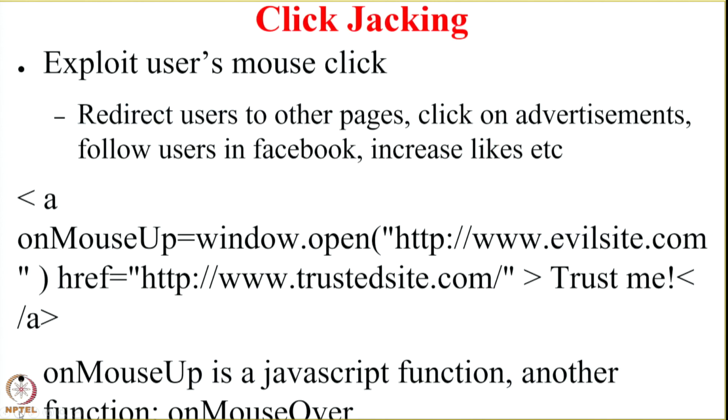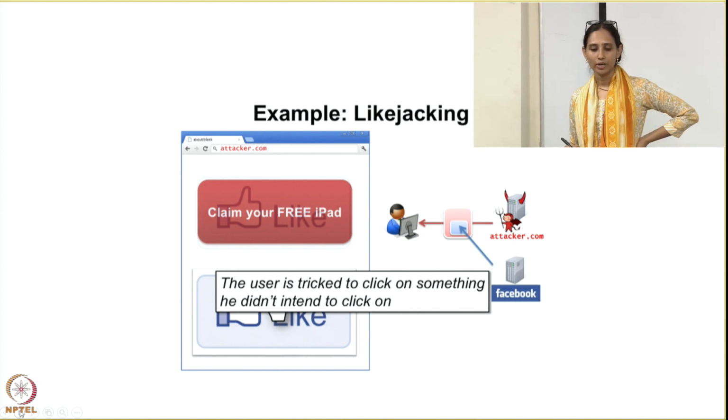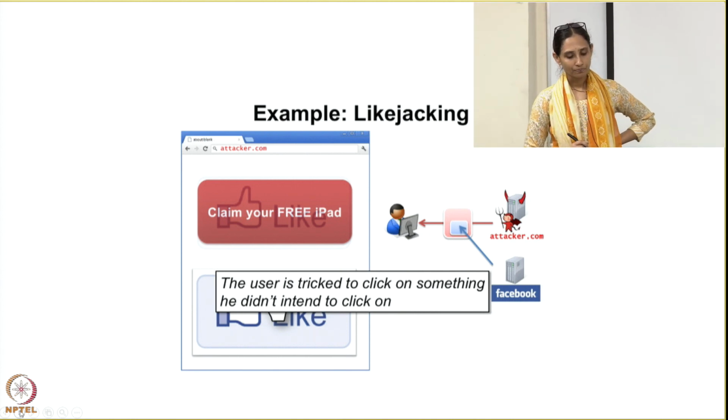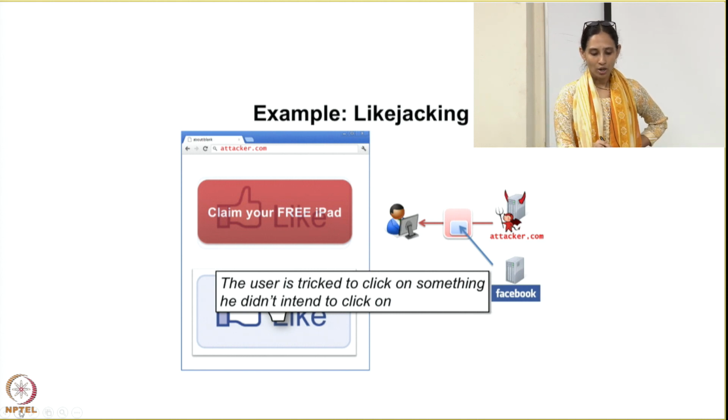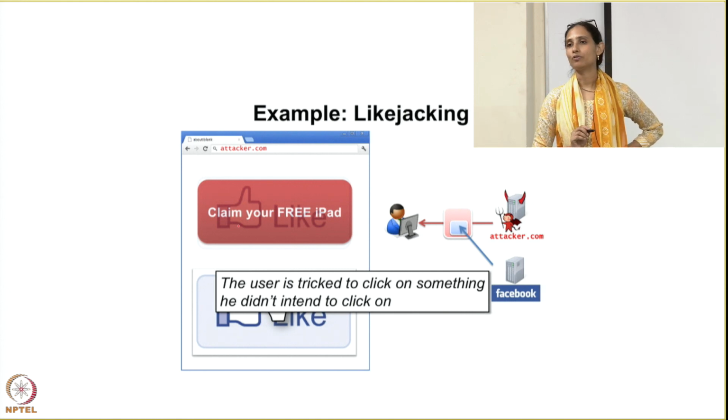The next client side attack is what is called clickjacking. Clickjacking is basically tricking the user into doing something which will be beneficial for the attacker. So, let us look at this. This is an example of clickjacking. What you are doing here is, this is showing you what is happening, but you won't actually see that like button behind. What you will actually see is something called claim your free iPad.